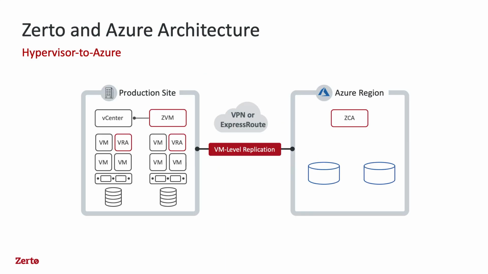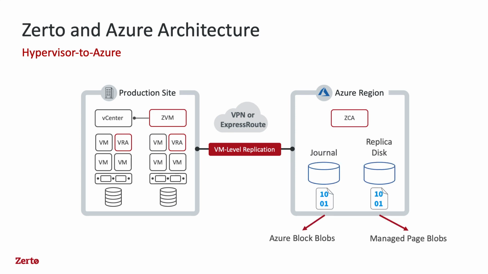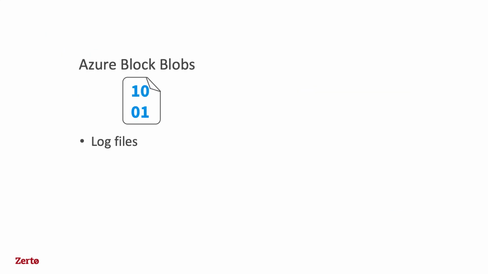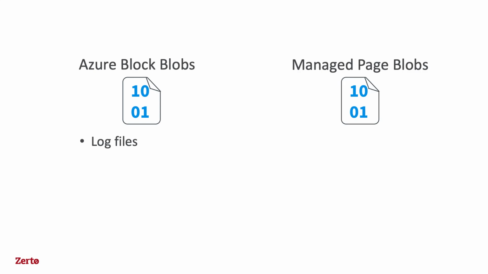There are some other architectural differences between a traditional hypervisor and Azure. The journal is being stored using Azure Block Blobs, and the replica disks are stored using Managed Page Blobs. Discrete objects, such as log files, use Azure Block Blobs. Azure Page Blobs are for random read-writes and store disks like VHDs. There are different storage tiers in Azure for journal data storage and replica disk storage. Should a fast recovery to Azure be needed, these tiers make it more cost-effective and easier to manage.